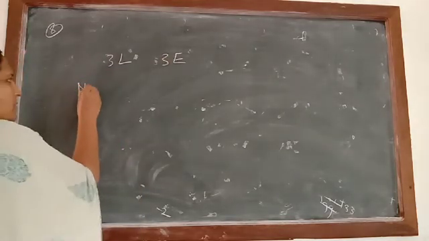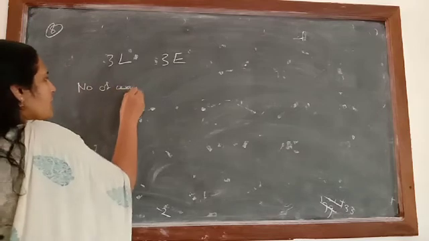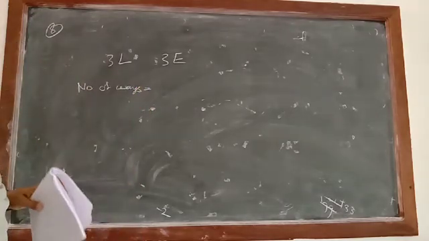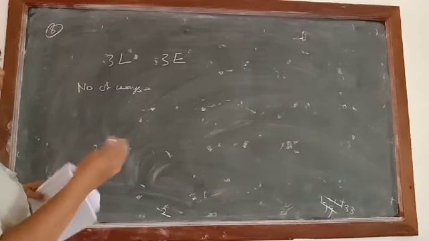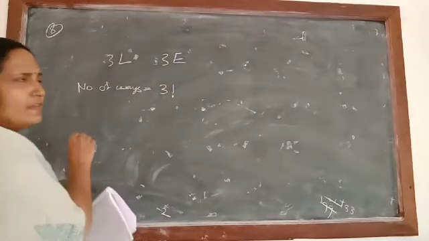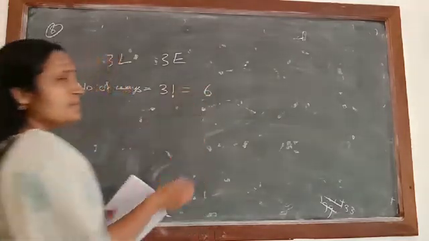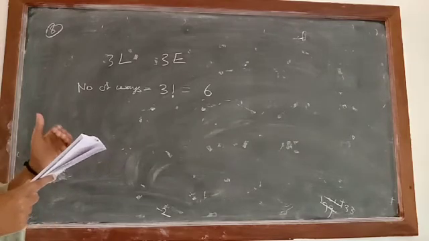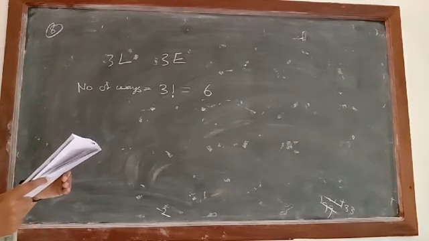So first we will write down the number of ways of inserting the letters in these 3 envelopes. What will come? 3 envelopes and 3 letters. They can be arranged in 3 factorial ways. So it will be equal to 6. Okay, now we can check the condition. At least one letter should be in the proper envelope.